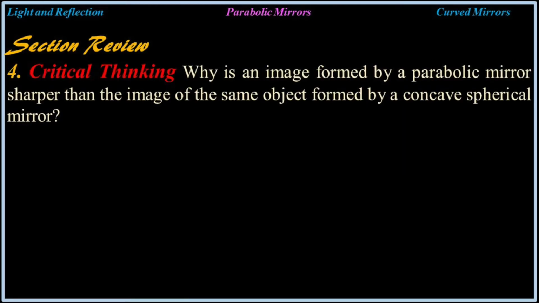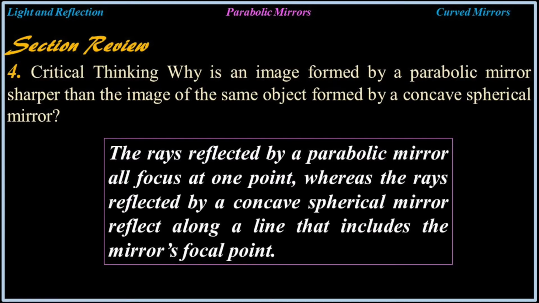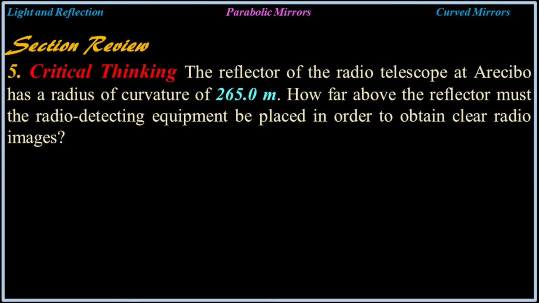Why is the image formed by a parabolic mirror sharper than the image of the same object formed by a concave spherical mirror? Think. We did it almost near the end of that section. The rays reflected by a parabolic mirror all focus at one point, whereas the rays reflected by a concave spherical mirror reflect along a line that includes the mirror's focal points.